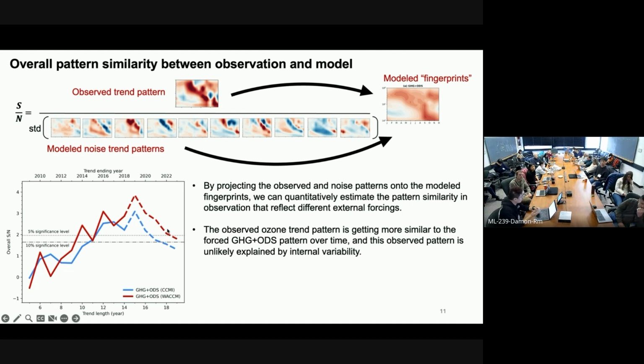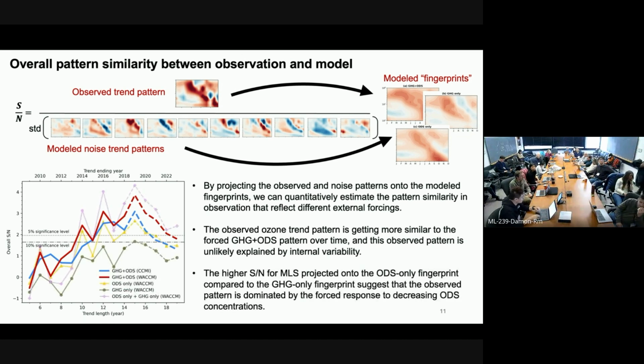But if we have a long enough record, and also if we include these forcings in the model simulations, we would expect to see an increase of the signal-over-noise ratio. And what I'm doing now is projecting these observed patterns onto the ODS-only forcing and the greenhouse-gas-only forcing to see the contribution of each of these factors.